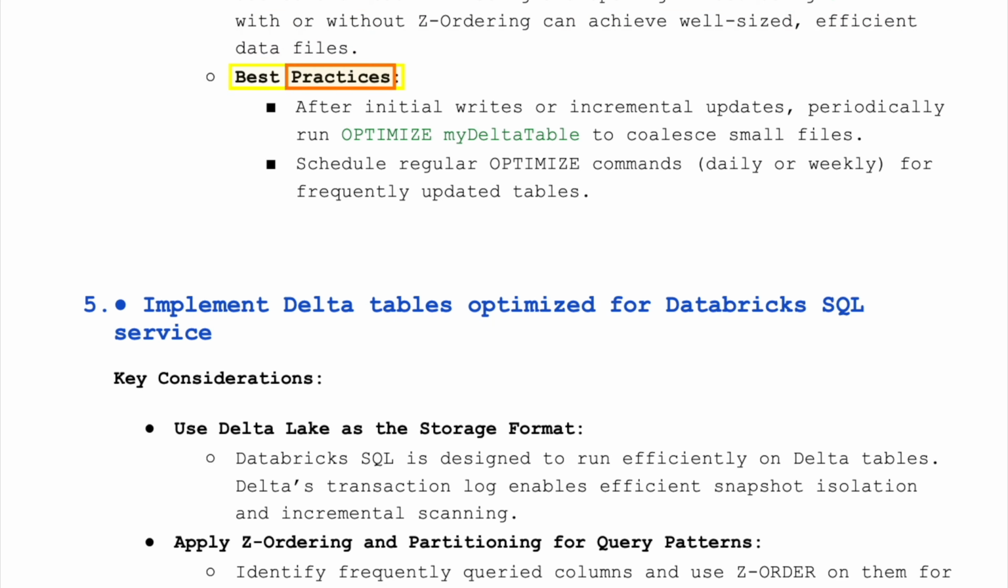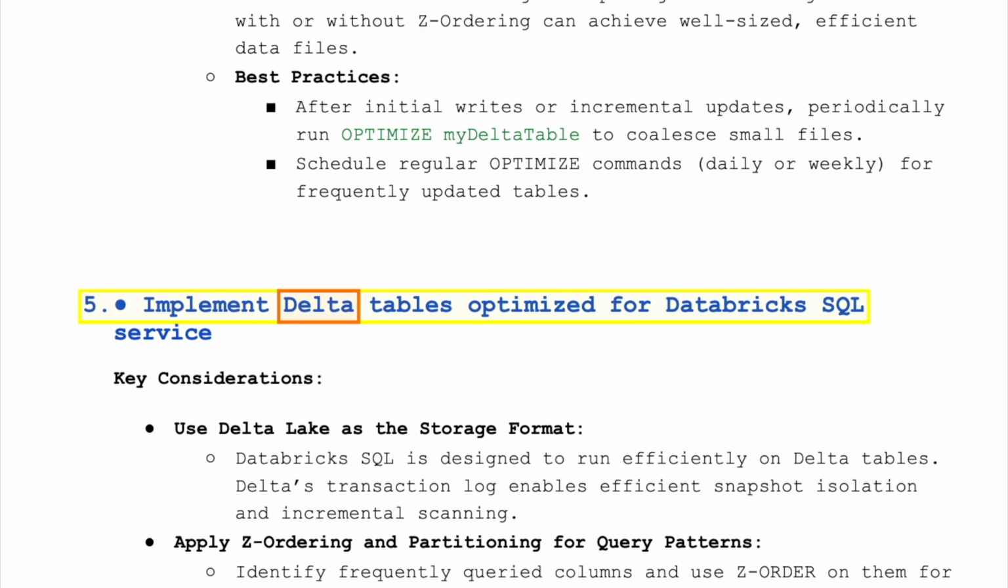Best practices. After initial writes or incremental updates, periodically run OPTIMIZE mydeltatable to coalesce small files. Schedule regular OPTIMIZE commands, daily or weekly, for frequently updated tables.